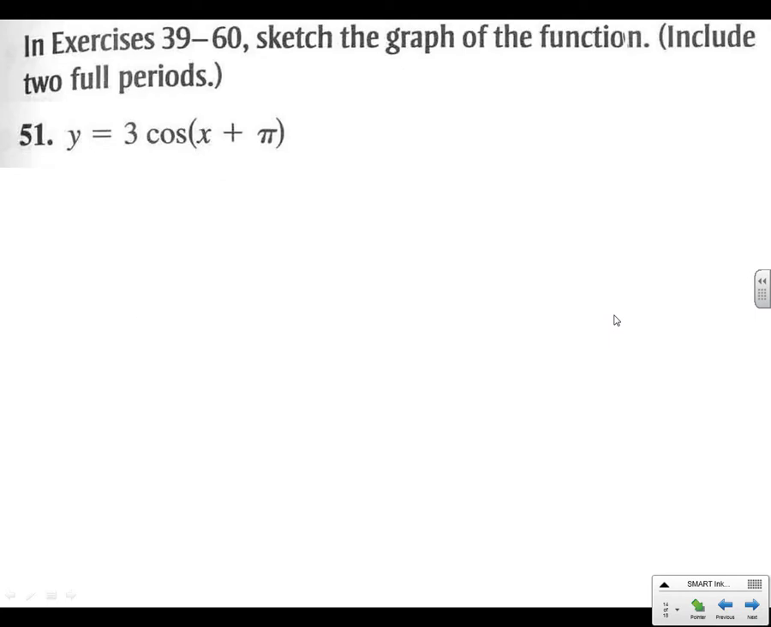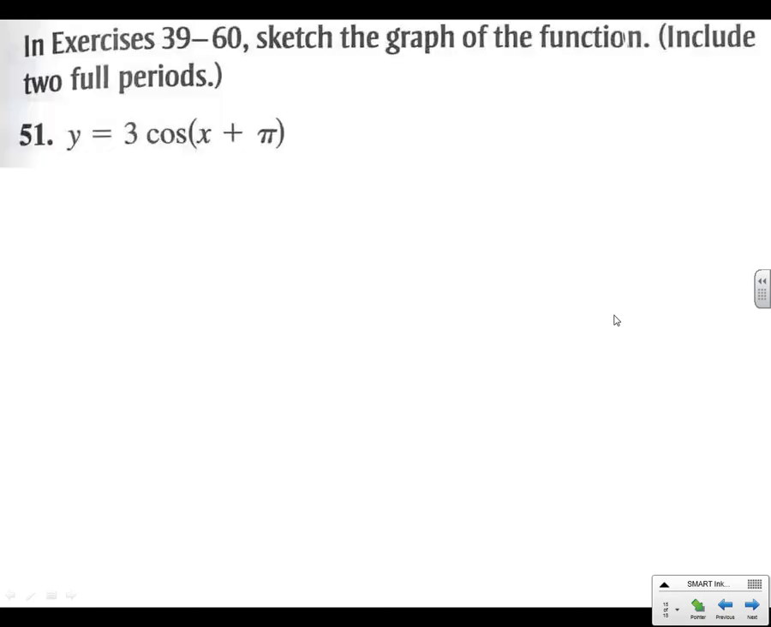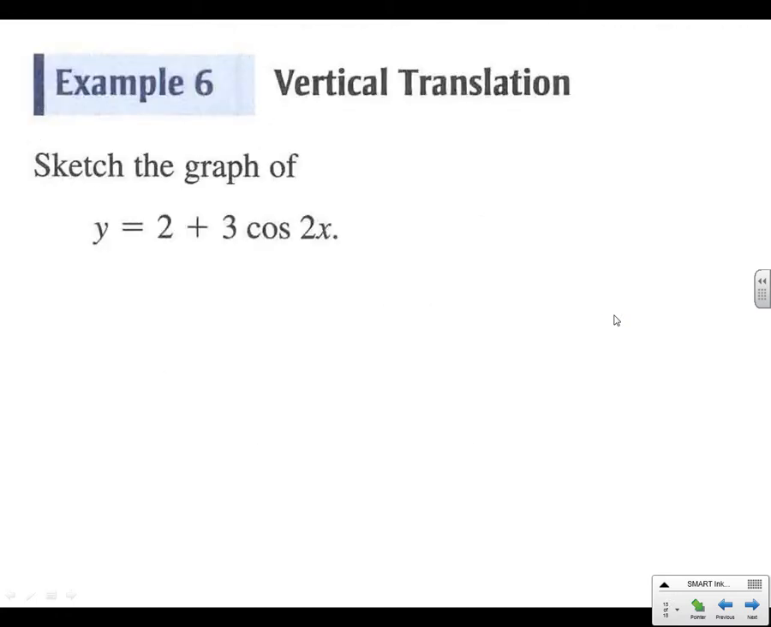51 is yours. Very similar. All right, let's take a look at 2 plus 3 cos 2x. Okay, so this is going to have a horizontal shift. And on this one, I'm sorry, a vertical shift, but no horizontal shift on this one. So let's take a look here.